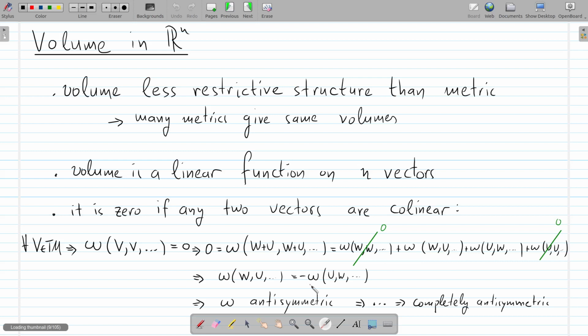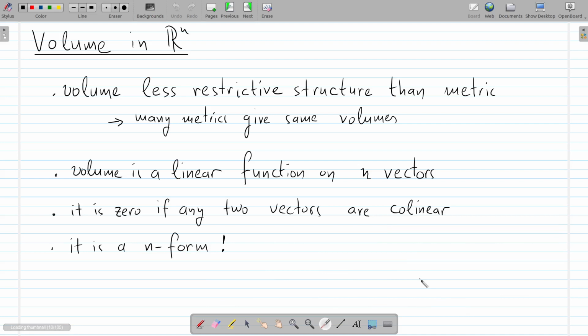And we realize that such a linear function must be antisymmetric with respect to the exchange of the first 2 slots. But if we repeat that for any pair of slots of this linear function, then we end up realizing that this linear function must be completely antisymmetric in its arguments. And since the arguments are n vectors, then this linear function must be an n-form on the manifold.